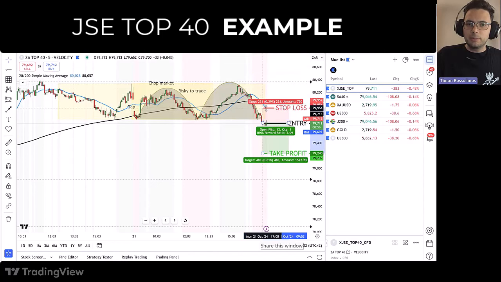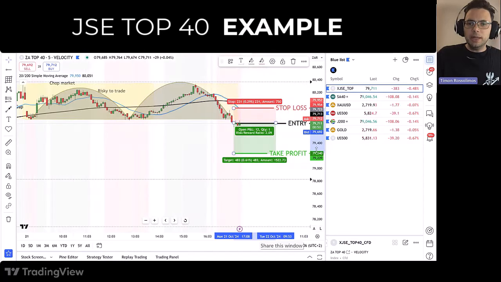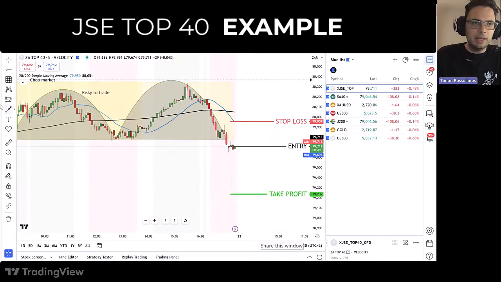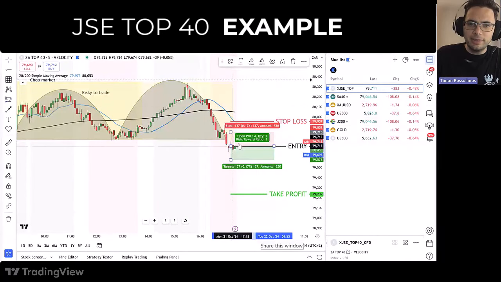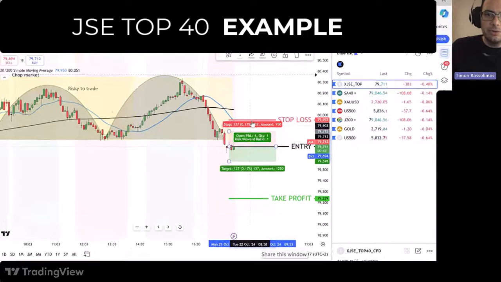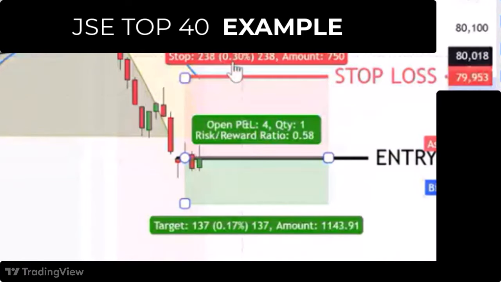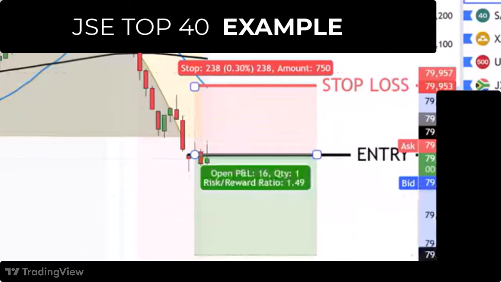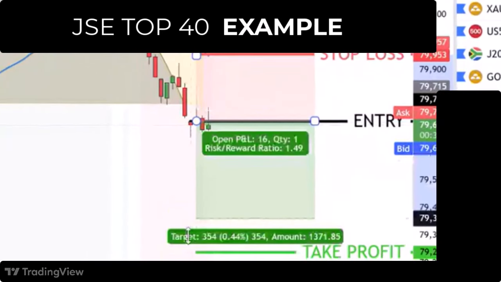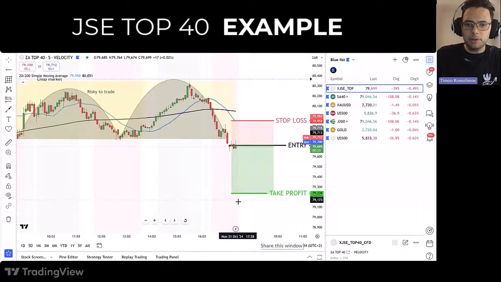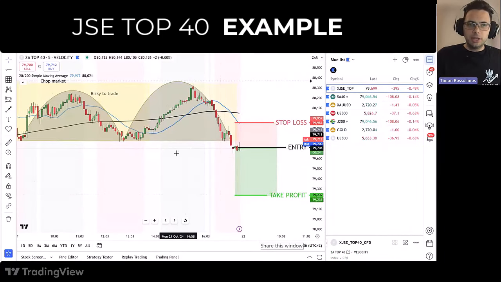And I'll tell you something very interesting. If you zoom in and you put this onto TradingView, right? So let's do it again. You go here, we go shorts. Now, notice this number over here. Do you see it's 0.17? Move it up to 0.30%. Move this down, 0.60%. So that is a safe mark for placing your stop loss and take profit for the JSE Top 40.